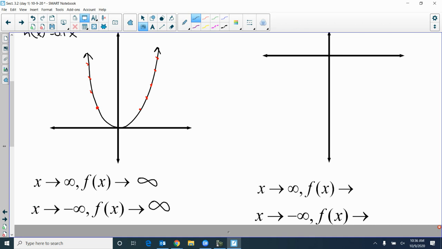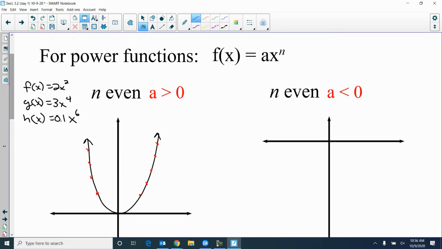All right, what about that next one right next to it? It says n is still even, but a is what?